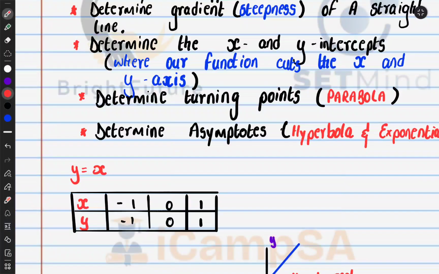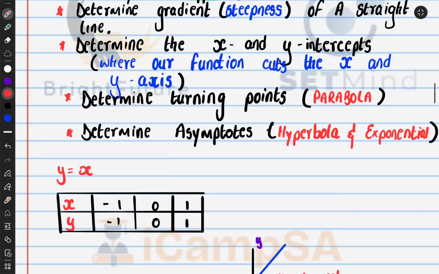And then next, you'll have to determine the turning points. That's if you are dealing with the parabola. So a turning point generally is that point where our parabola will change maybe from an increasing gradient to a decreasing gradient, or vice versa, from a decreasing gradient to an increasing gradient. But you'll see once we start dealing with the hyperbola.